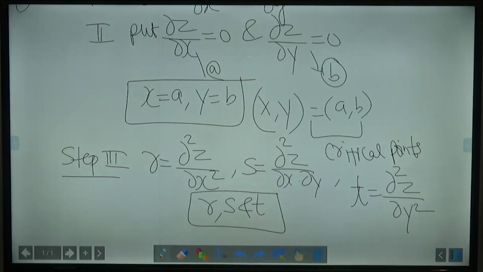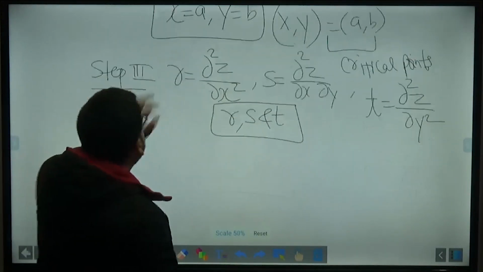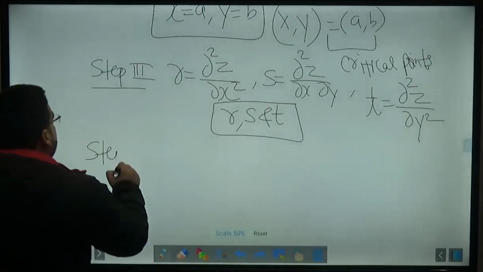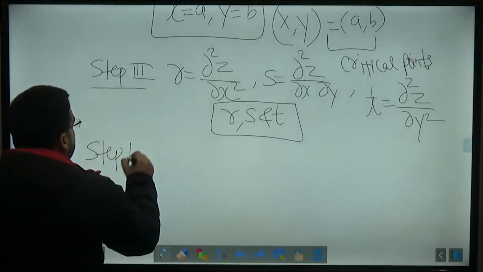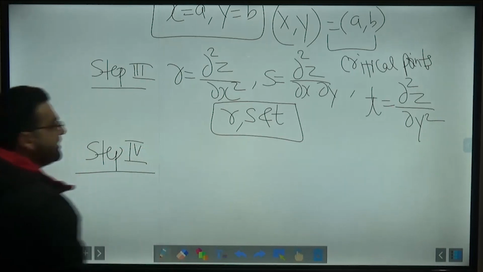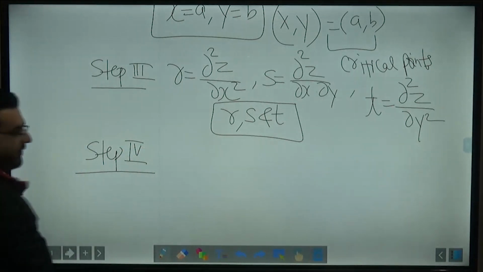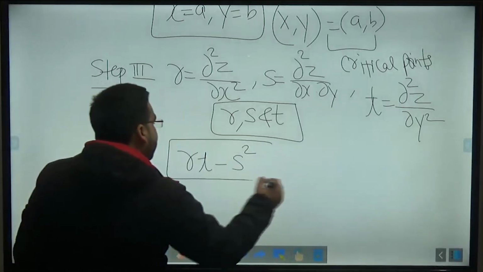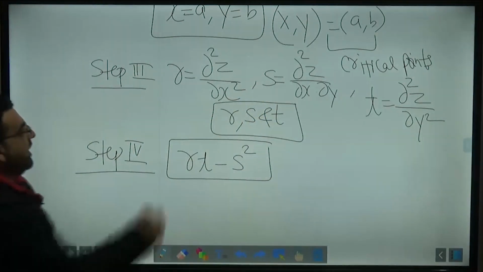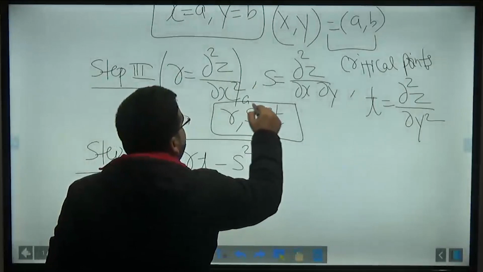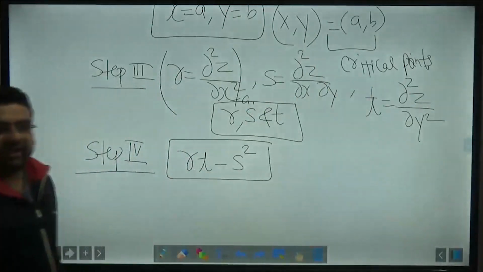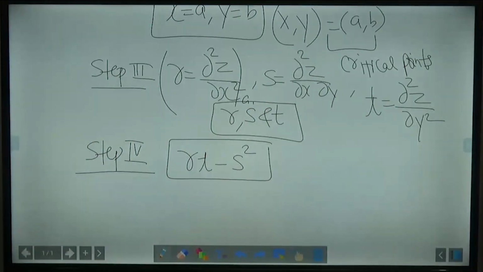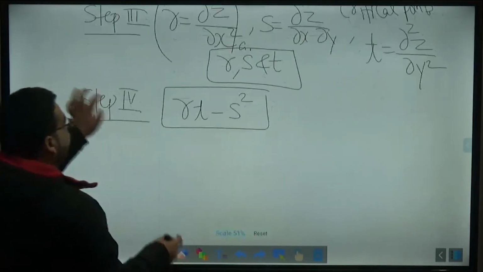Once you have found all these three values, we move to step number 4. In step 4, we find the value of rt minus s square at these critical points, that is, a comma b. Then we find the value of rt minus s square. Clear? Now, for this we have the cases.